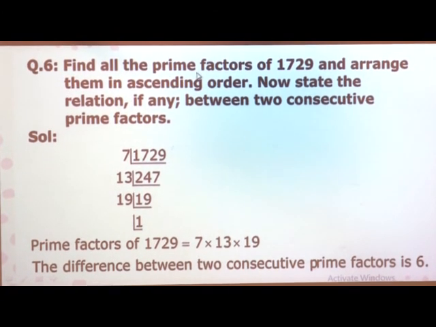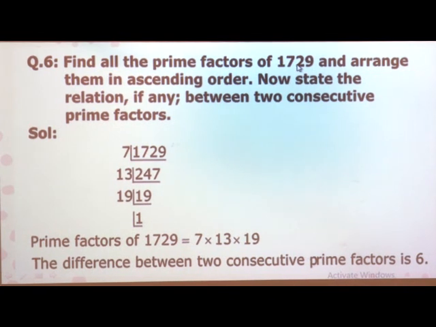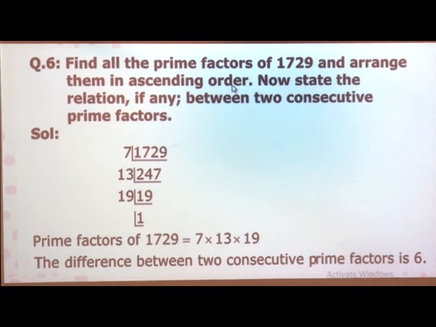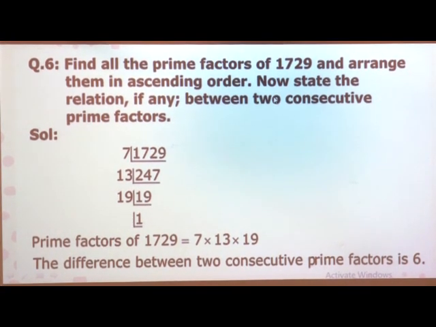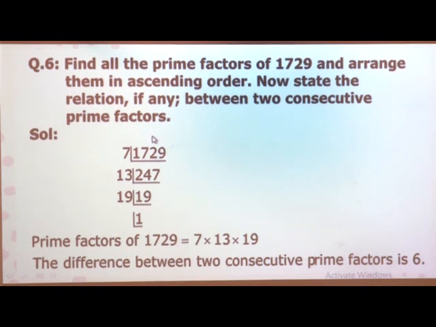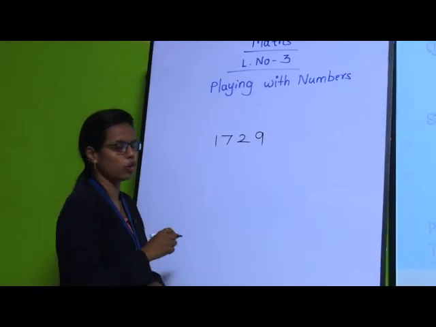Find all the prime factors of the given number 1729. We have to find all the prime factors of this number and arrange them in ascending order. Now, state the relation, if any, between two consecutive prime numbers. Okay. So, let us see the number 1729. We have to find the prime factors for this following number.